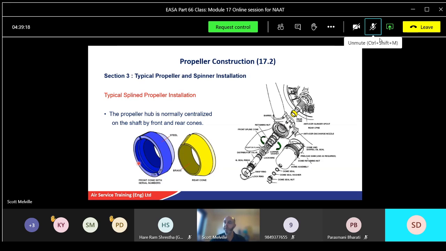Okay, so the front one is tapered and made of steel normally, and then the rear one is split in the top and usually made of brass normally. So steel at the front, brass at the rear.